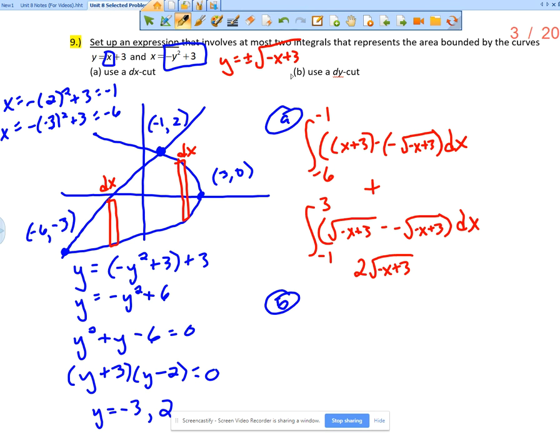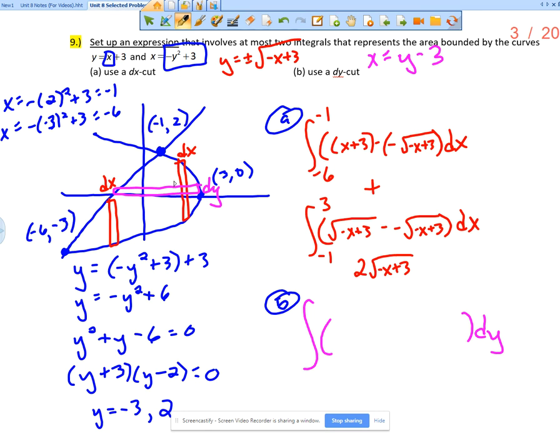Part B says use a dy cut. So now I'm going to tilt my head to the side, and I'm going to draw a horizontal rectangle. So this is my dy. And so now we're going to integrate something with respect to y. Just a reminder, if I'm integrating with respect to y, I need to have equations in x equals form. So the first one would need to be rewritten as x equals y minus 3, and the other one was originally in x equals form, x equals negative y squared plus 3.